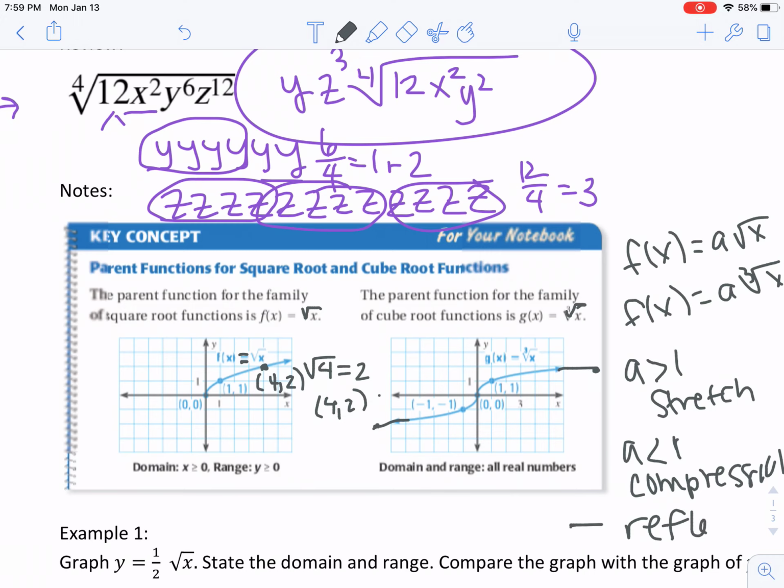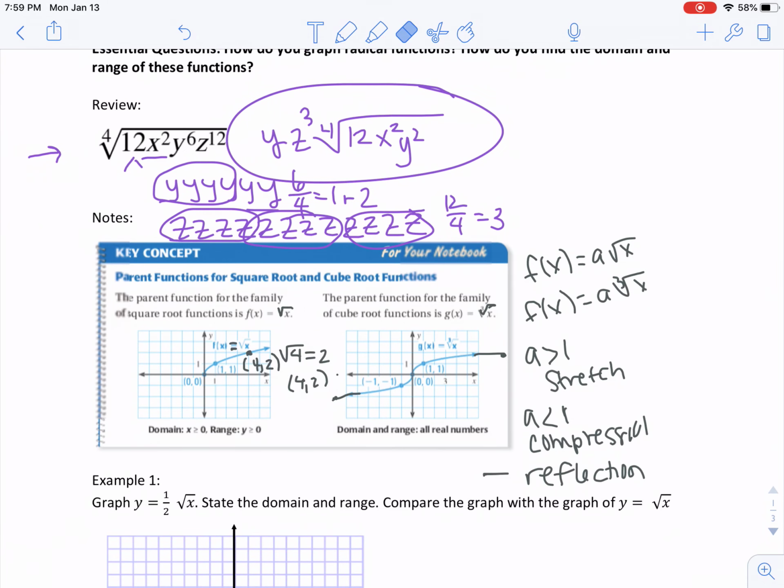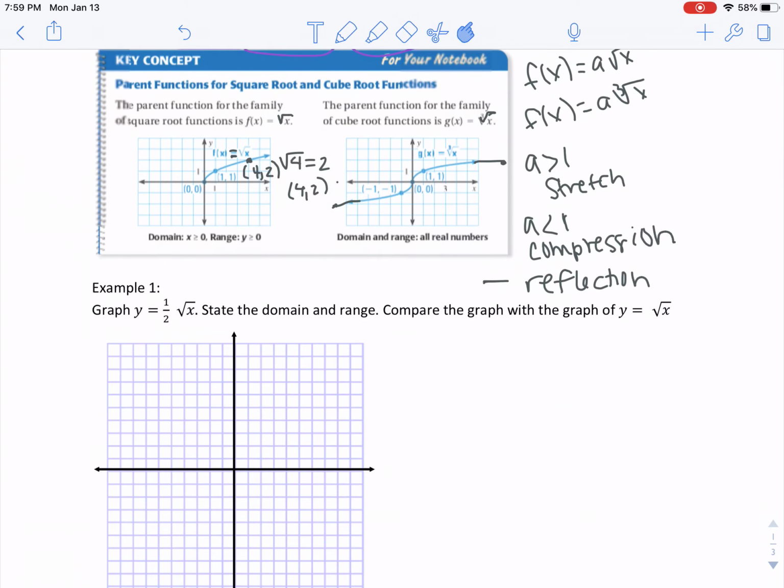Okay? So you want to take care of your reflections and your a values first and foremost, and then you can go on from there. Oh, look, see, if I would just zoom out, I could have written these correctly. Compression might not have an I in it. Reflection, 100%, it sure doesn't, but it's okay. Alright, so let's do an example.